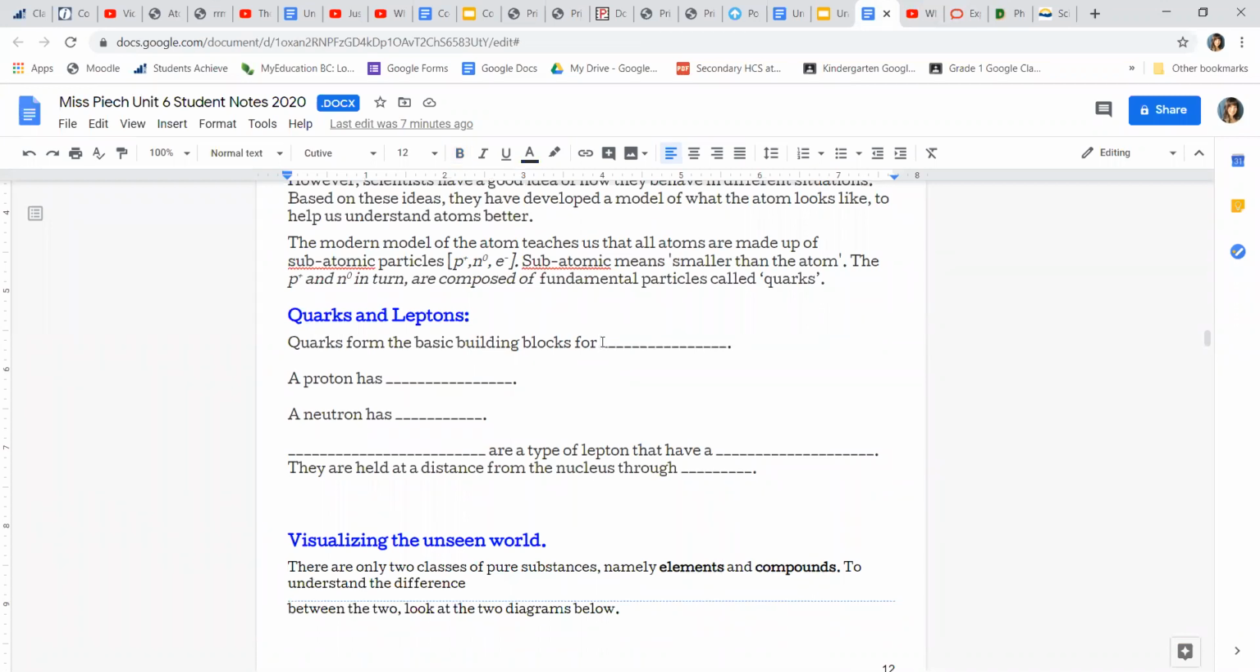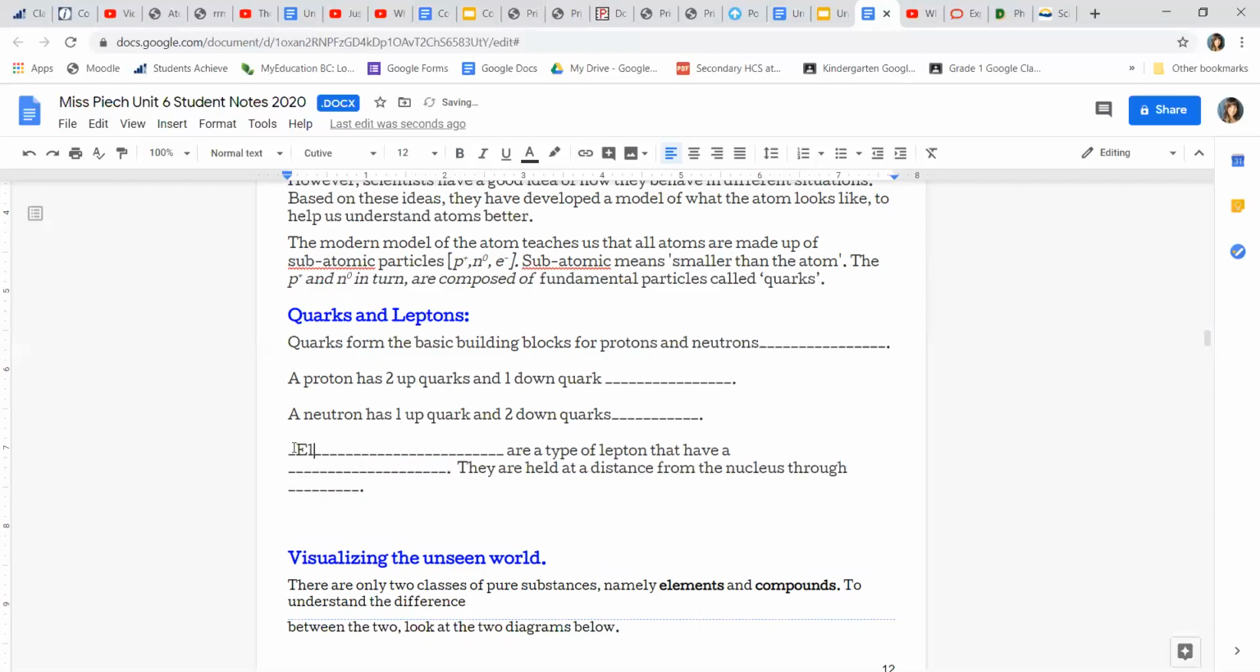So quarks form the basic building blocks for protons and neutrons. A proton has 2 up quarks and 1 down quark. Then a neutron has 1 up quark and 2 down quarks. So when you do the math, they cancel each other out, making a charge of 0. Now, the type of lepton that we're looking at right now are electrons. So electrons are a type of lepton that have a negative charge.